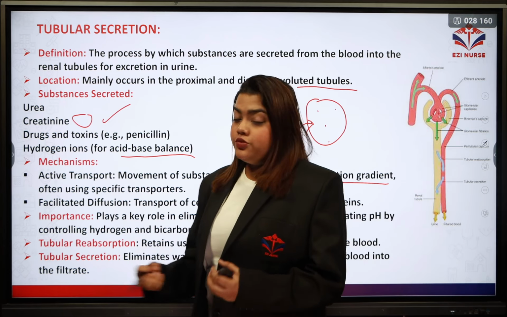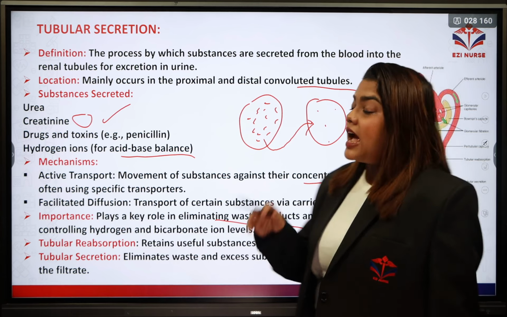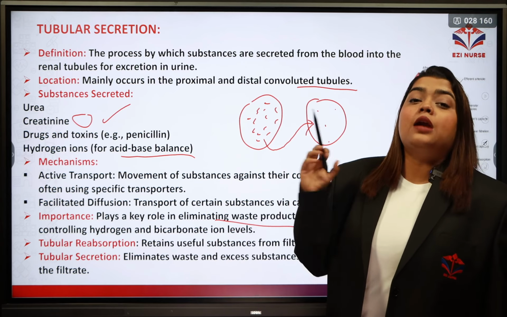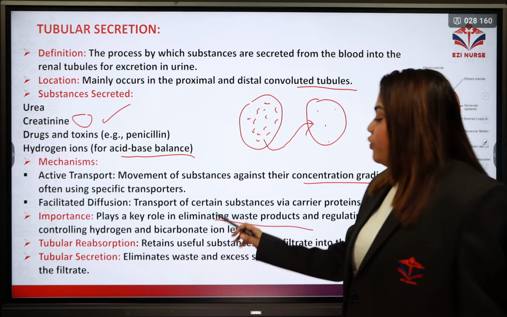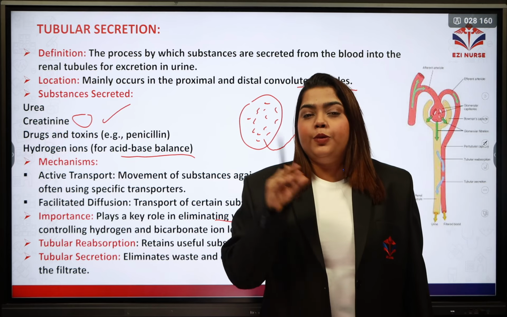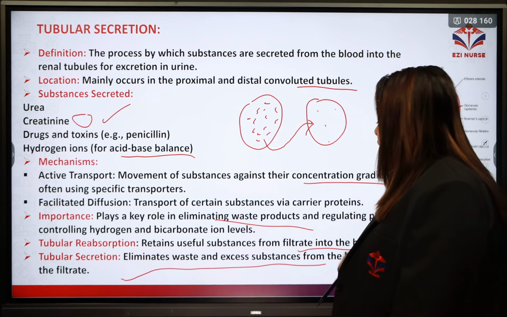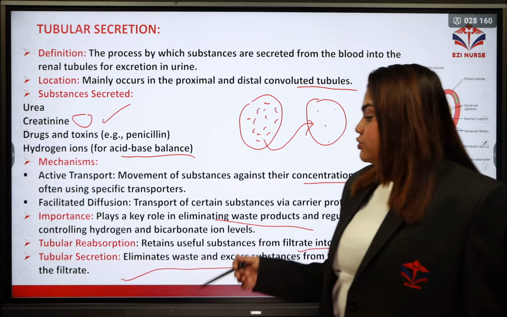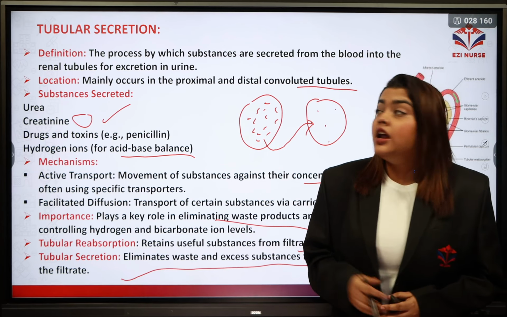Next we have the importance. The importance of this function is that it plays a key role in eliminating waste products and regulating the pH of the body by maintaining and controlling the hydrogen and bicarbonate ions. Then tubular reabsorption returns useful substances from the filtrate into the blood, so the blood will be purified. Then tubular secretion eliminates the waste and excess substances which are not needed in the blood and moves them into the filtrate. So these are the main functions of tubular secretion.